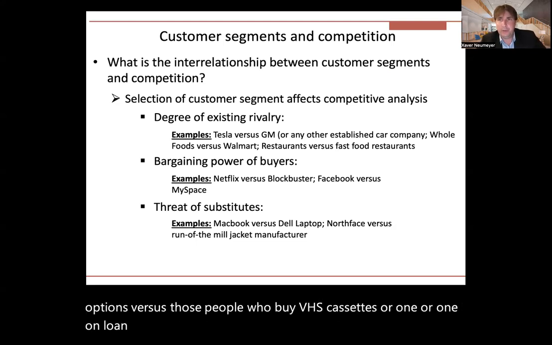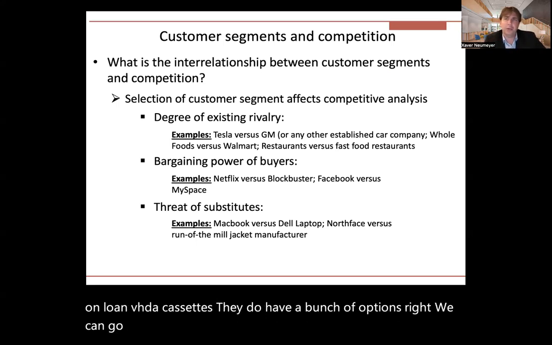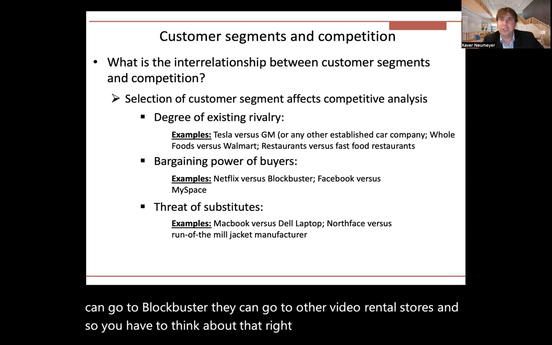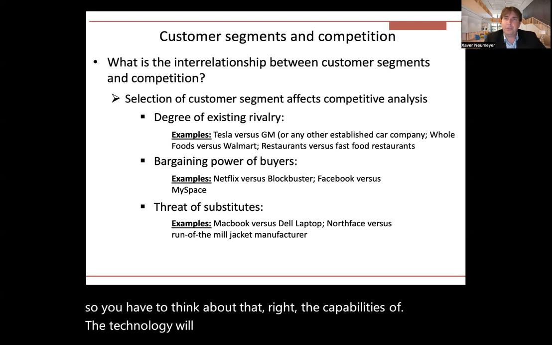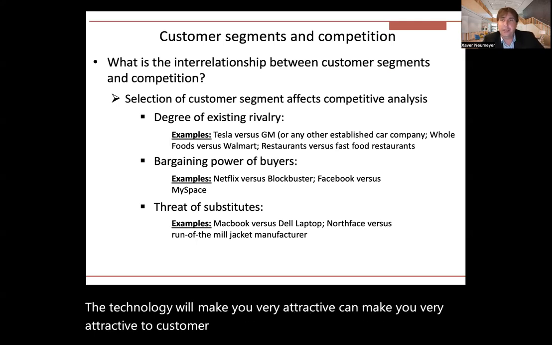They do have a bunch of options, right? They can go to Blockbuster, they can go to other video rental stores. And so you have to think about that, right? The capabilities of your technology can make you very attractive to customer segments that do not have a lot of bargaining power.